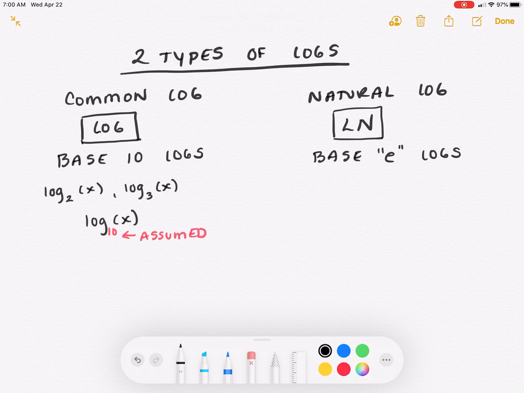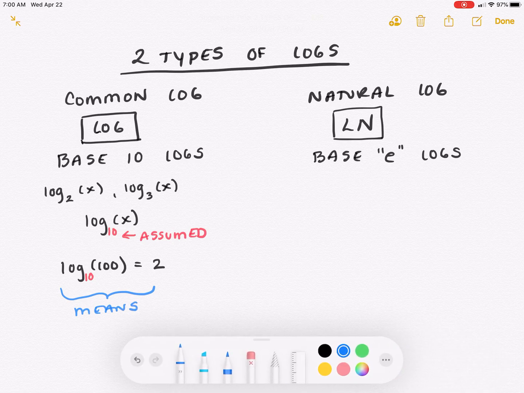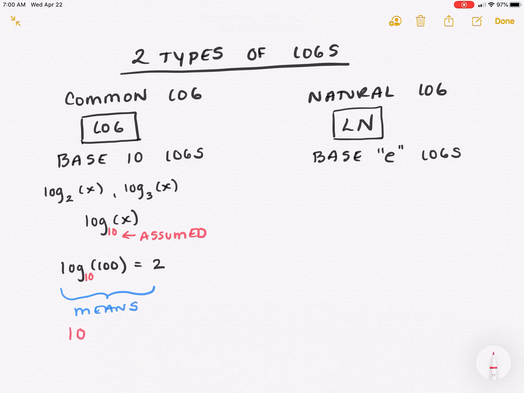Okay, so let's talk really quick about what it means when I say log of 100 is equal to 2. Well, again, I don't see a base, so it's assumed that it's going to be base 10. And as we just learned, what this means is that our base 10 to the what power? To the second power is equal to 100. It means this base to this exponent equals this number right here.